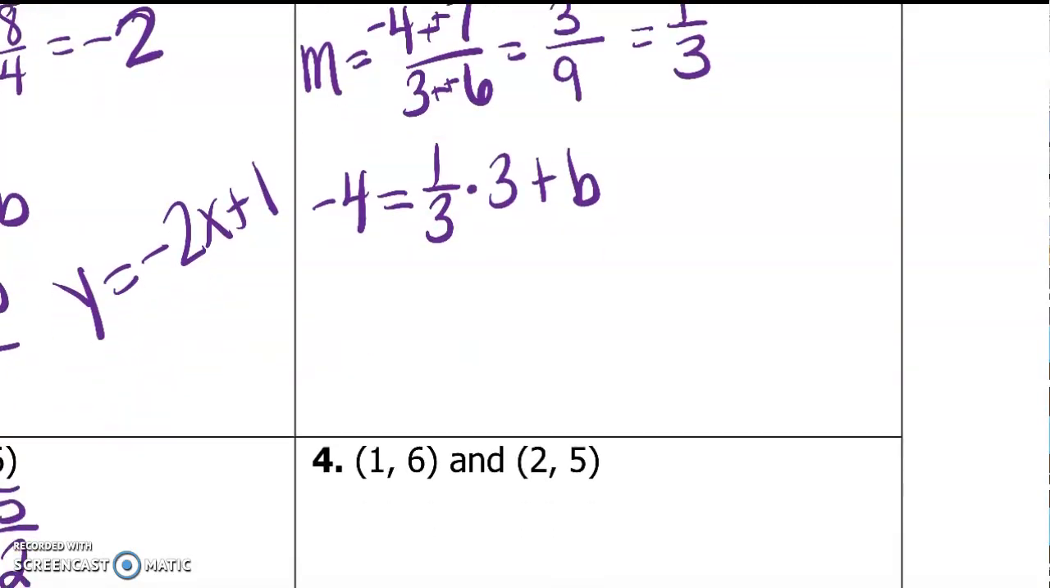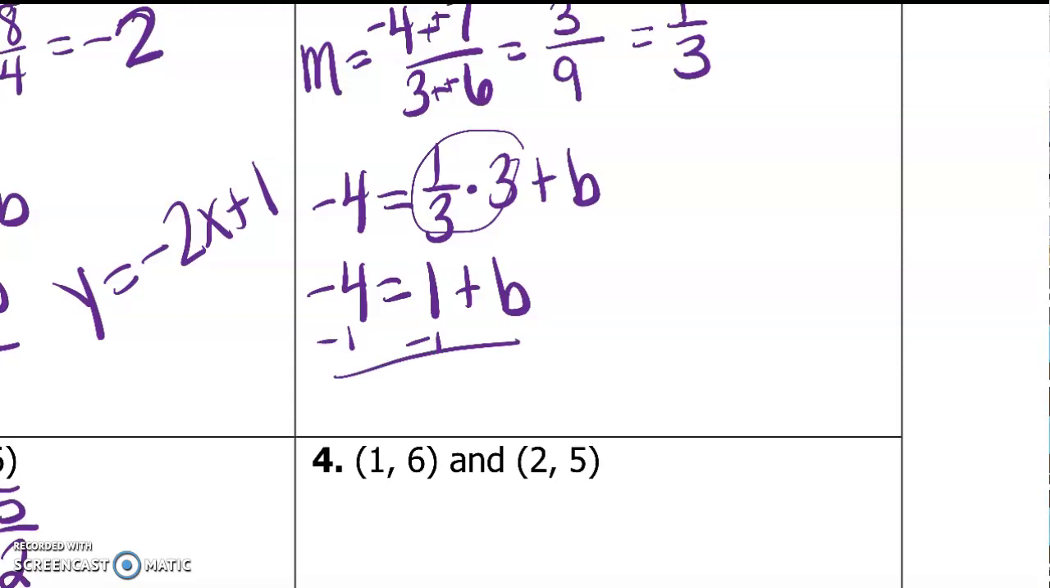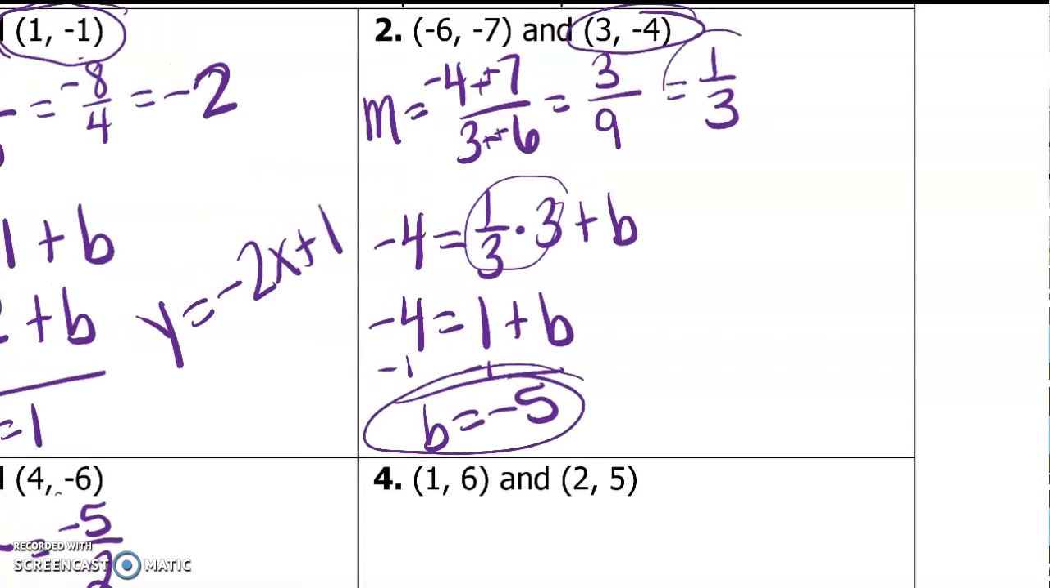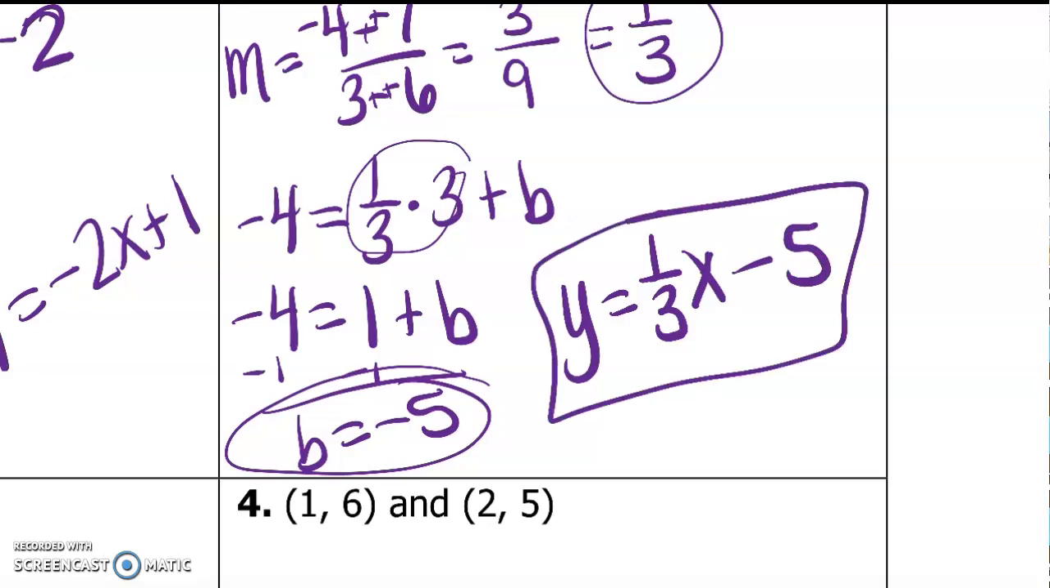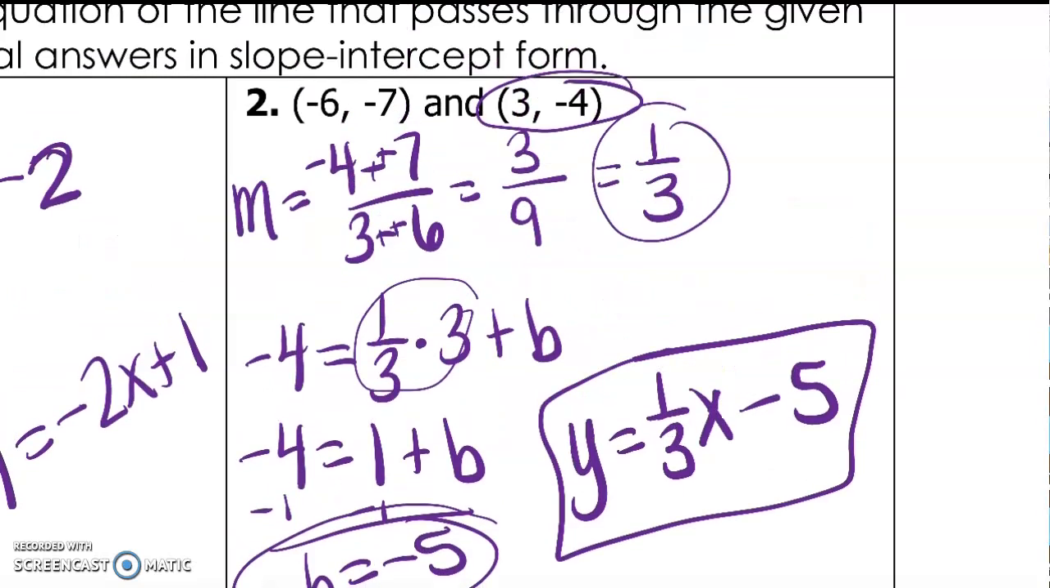Then we solve for b. So the way we solve for b is we do our multiplication. That would give us +1, so -4 equals 1 plus b. Then I need to subtract 1 to get b by itself. So b is -5. So now I write my equation with my b and my m. So y equals m, which is 1/3 x, plus b. So since it's a negative, we just write -5. And there's your answer. If you ever want to check to see if you're correct, you would graph y equals 1/3 x minus 5 and make sure it actually does go through both of those ordered pairs.